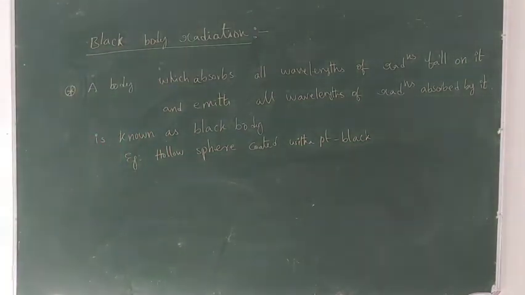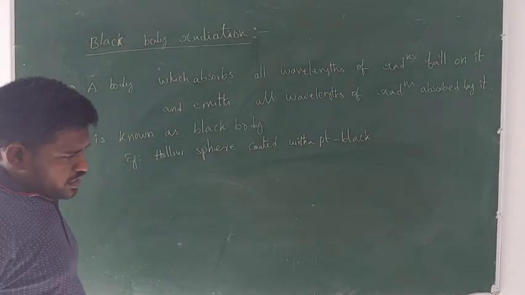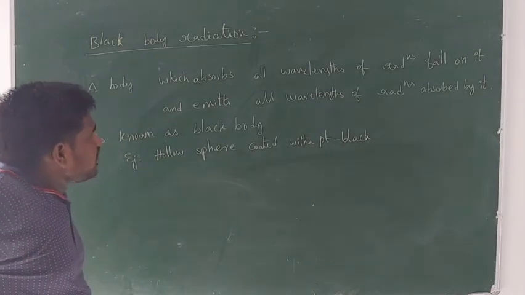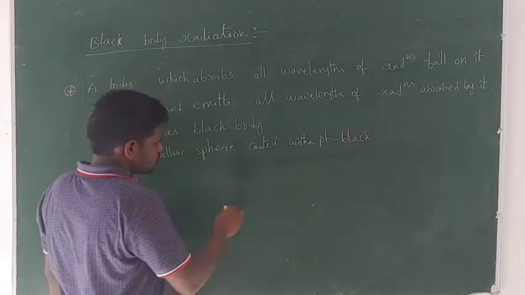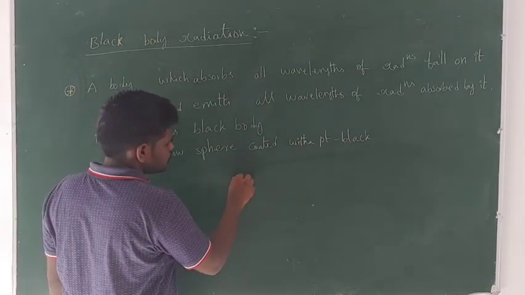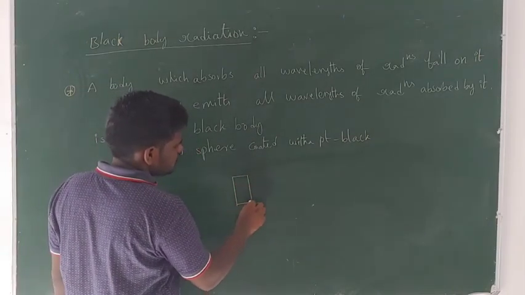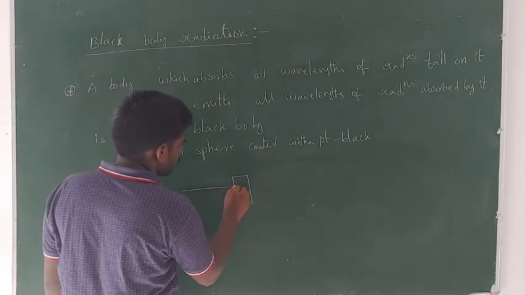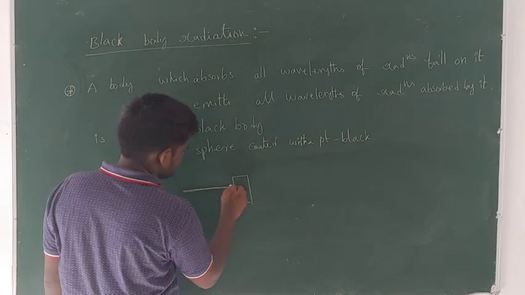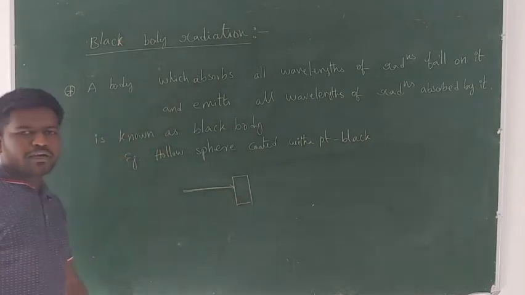So, students, next one, the black body radiation. Before talking about black body and black body radiation, let me explain one thing. When a body is exposed to radiation, three things will happen. When radiation is incident over a body, generally three things will happen.